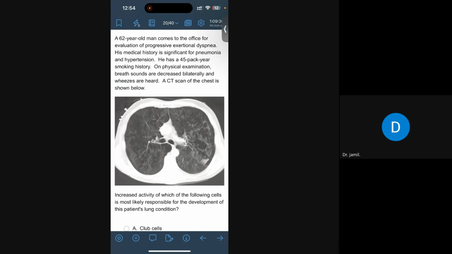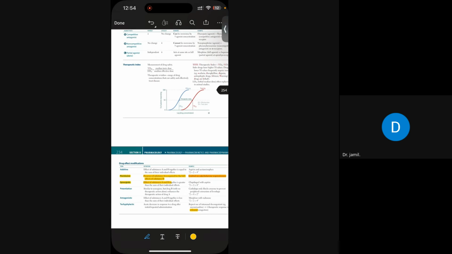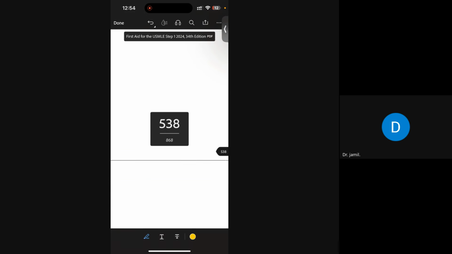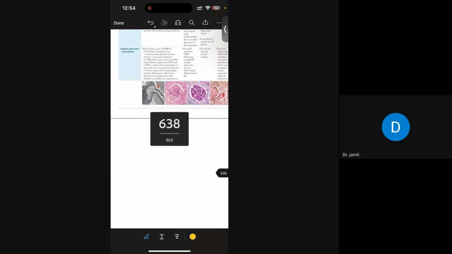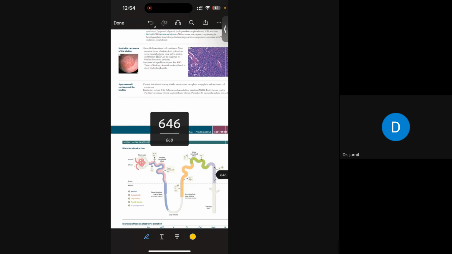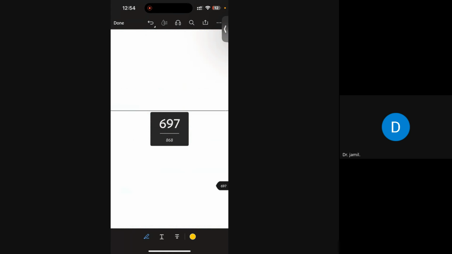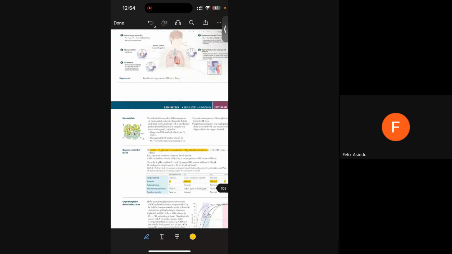You can clearly see that the patient has dilated air spaces here, bullae in the CT. We have learned what type of cells are involved in COPD. Can you tell me the names of the cells? Neutrophils, macrophages, and the third one, CD8 cells.